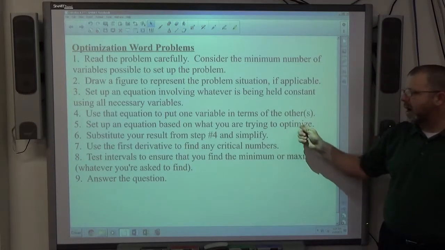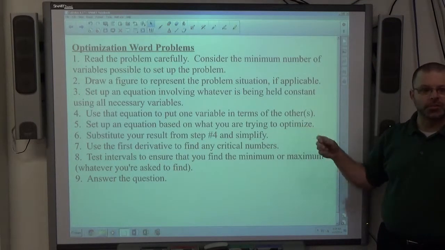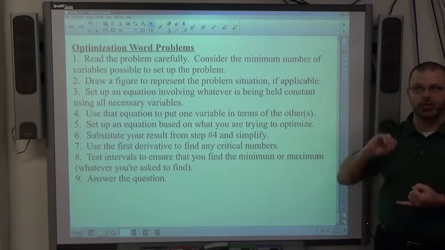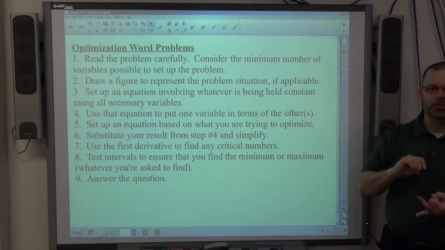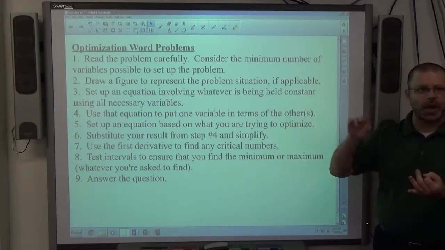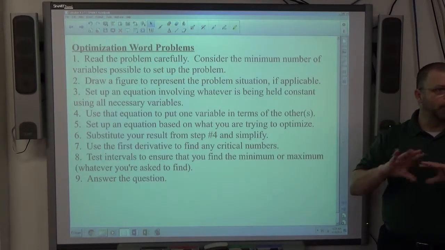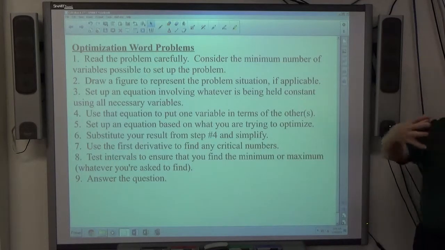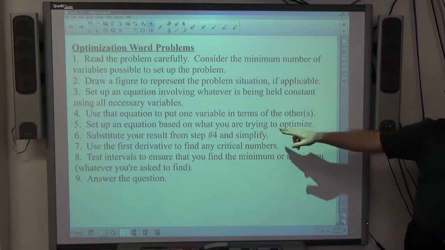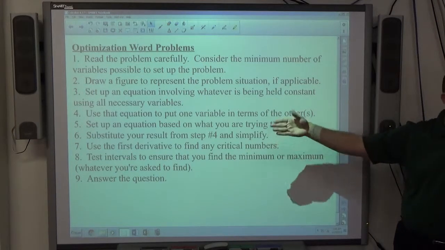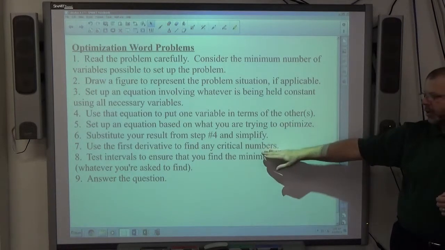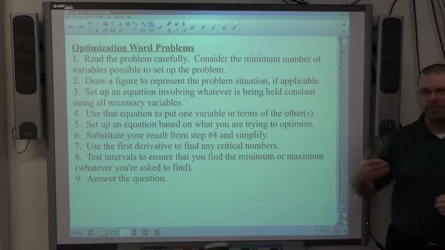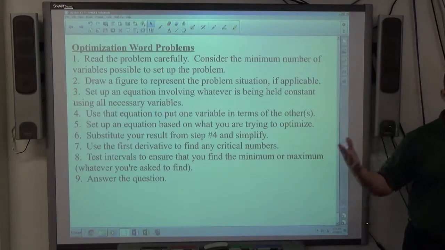Whatever you're trying to optimize is going to be the key. So if it says optimize surface area, write out a surface area formula using the variables that you've established. Optimize volume, do that. Optimize cost, do that. Get an equation involving that quantity and all the variables you're going to be using. Do a quick substitution from number 4 to get one of the variables out of the problem. Then do your derivative, test the intervals, and answer the question. The question is usually find the minimum cost, find the maximum volume, that kind of stuff.